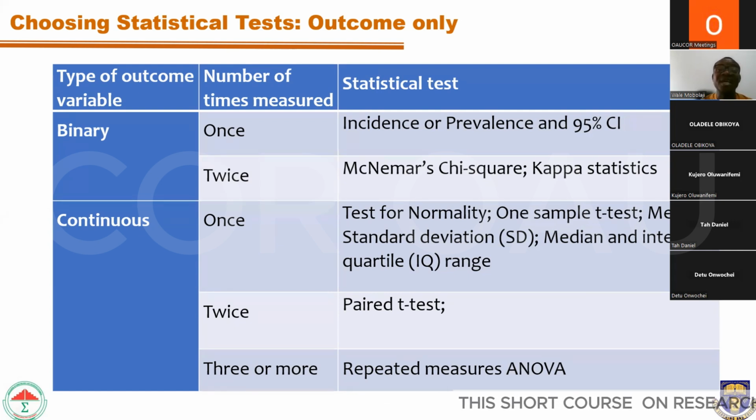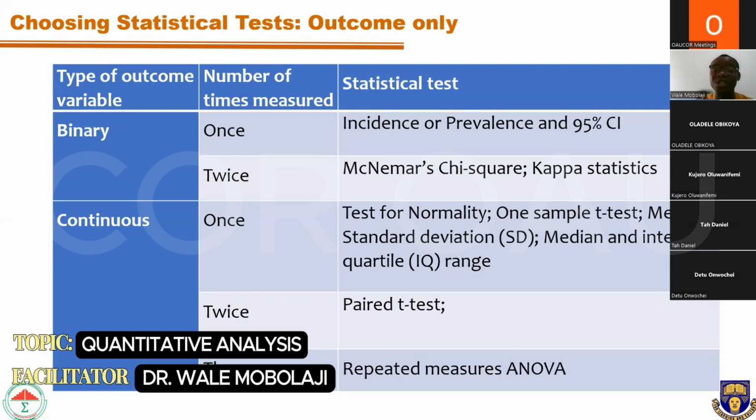You could be talking of incidence or prevalence. And how do you get prevalence? You run the frequency of that data. Just run the frequency. It's going to give you the prevalence or the percentage of the various responses you have in that outcome variable.